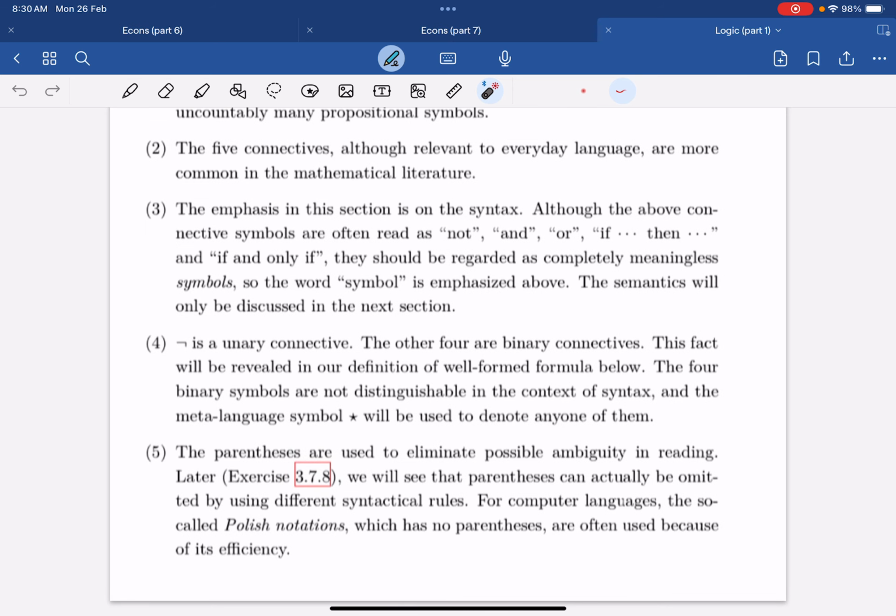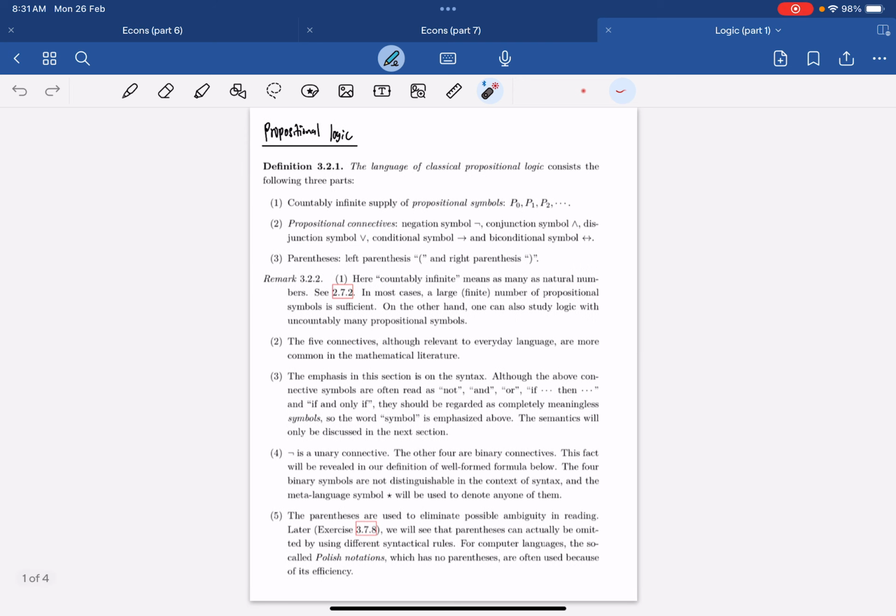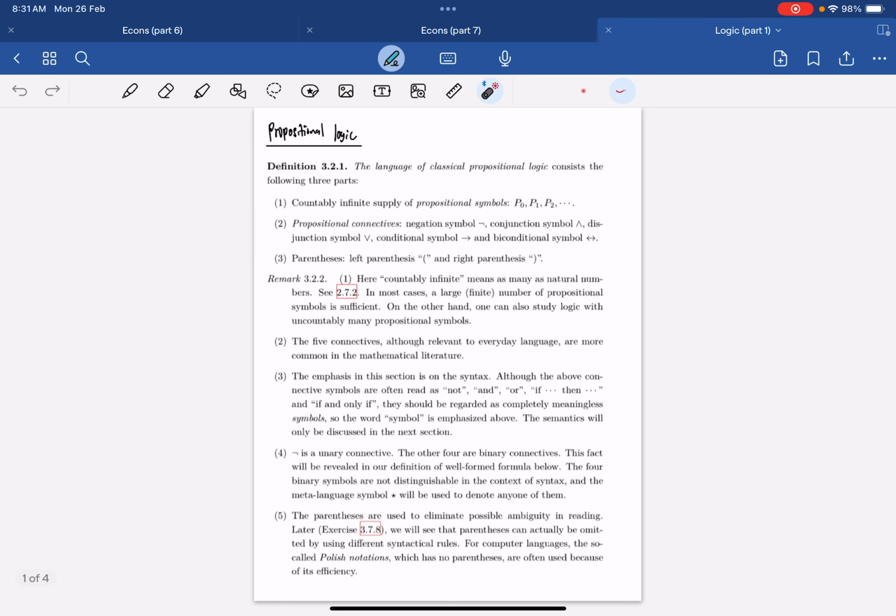And the parentheses will be just used to eliminate the possibility of ambiguity in the readings, as we can later prove that parentheses actually can be omitted, because they come in pairs for it to be a well-formed formula, but we'll talk more about that later on.